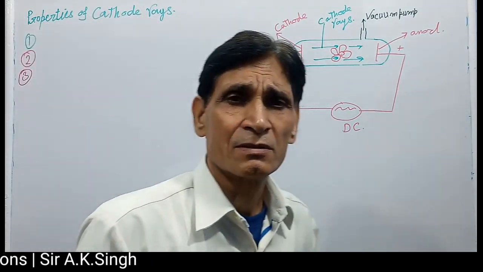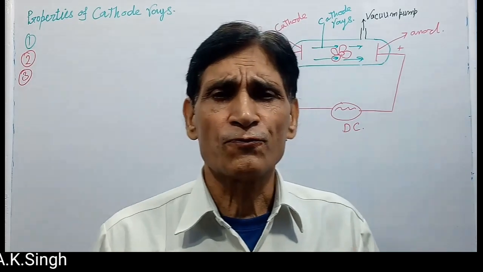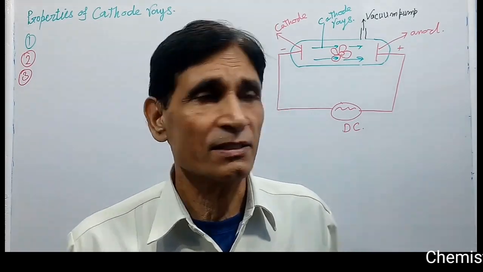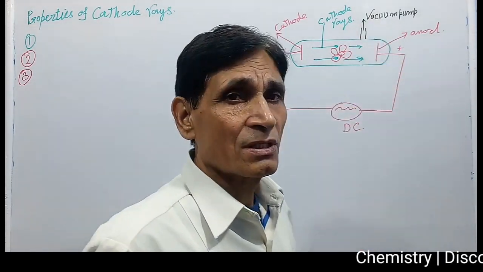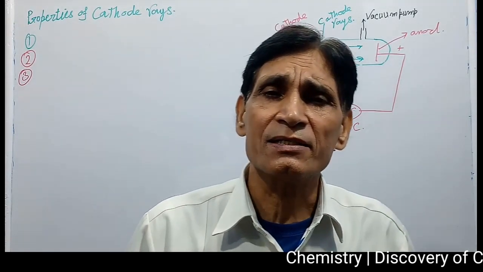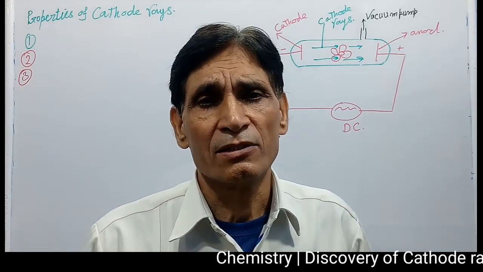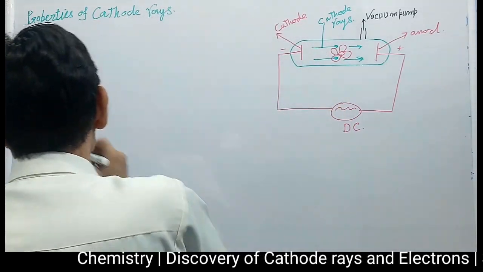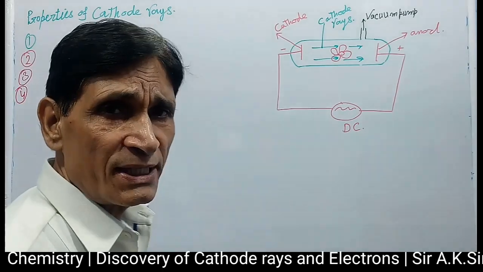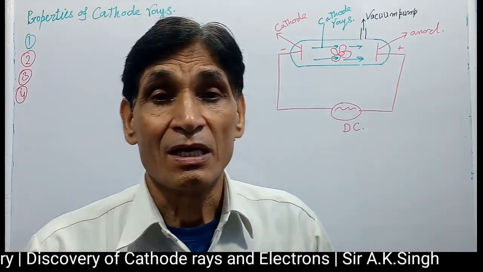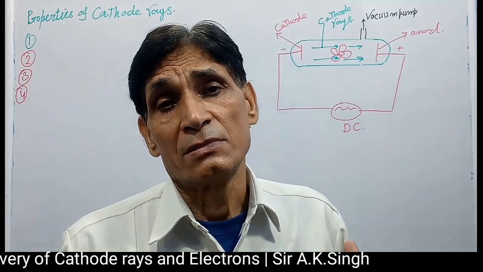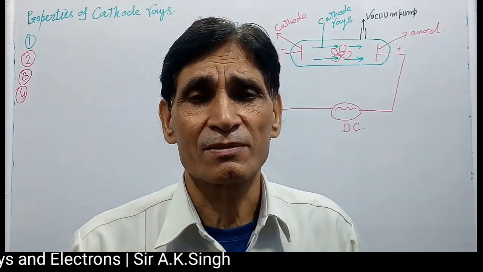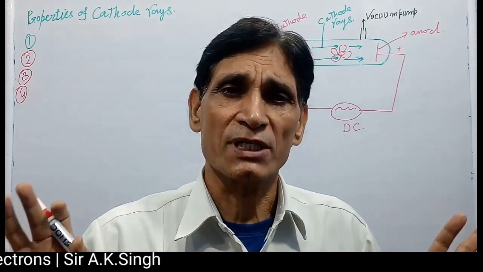Third point, cathode rays produce fluorescence on striking a fluorescent material. Fluorescence means a flash of light on striking substances like zinc sulfide. Now, next point is number 4. Cathode rays were found to produce X-rays on striking the hard, heavier metal surface, metals of large atomic mass.